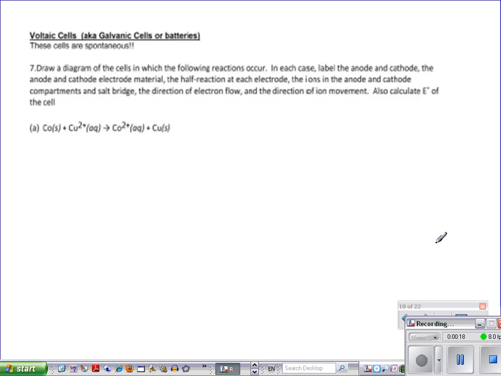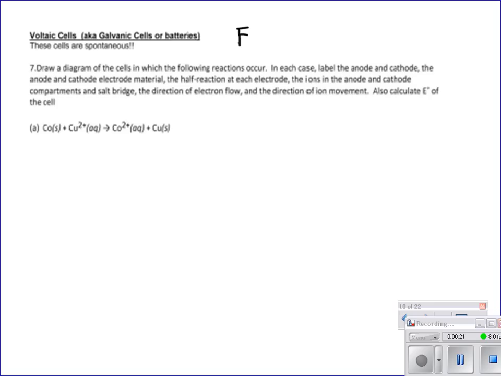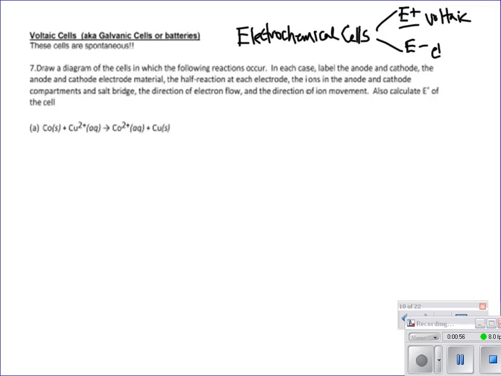In the world of electrochem, you basically have these categories. Electrochemical cells is the big heading, and then that's split into two parts, your spontaneous and your non-spontaneous cells. Today we're looking at the spontaneous cells where we're going to have a positive voltage, and these are your voltaic cells, again also known as galvanic. And then later on Friday actually we're going to be studying the electrolytic cell, or your non-spontaneous cell.